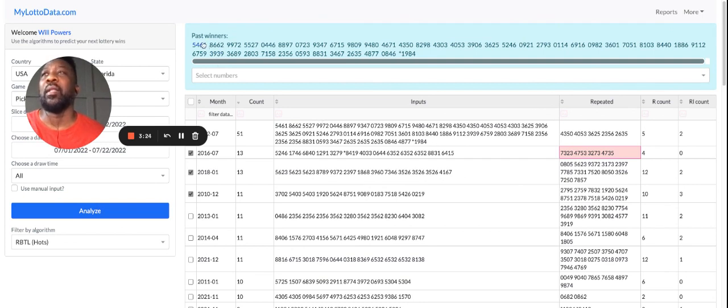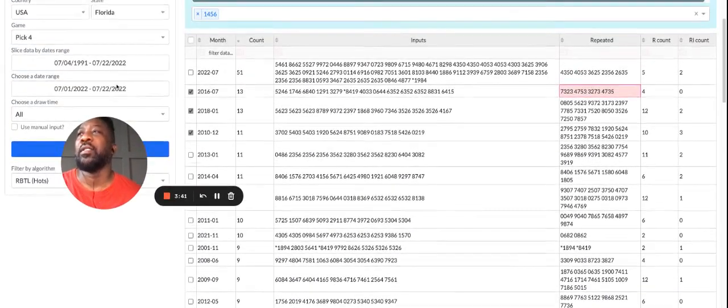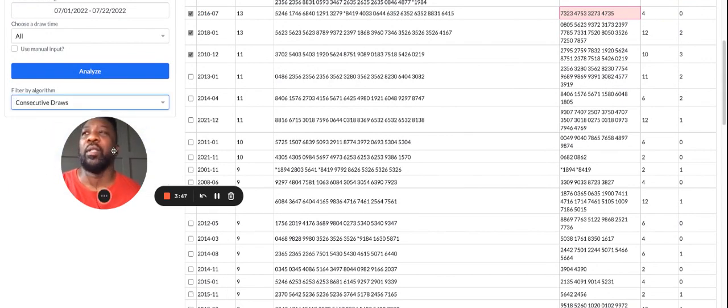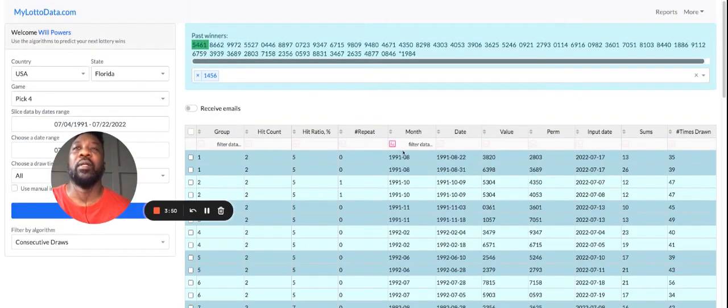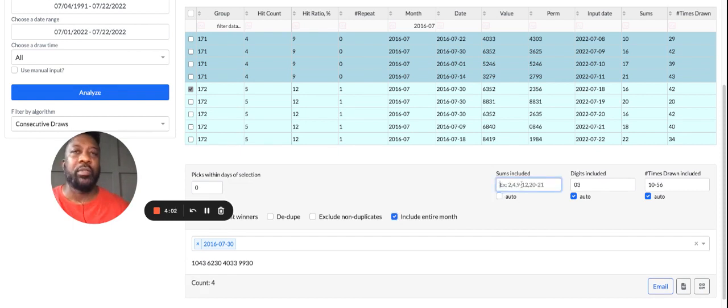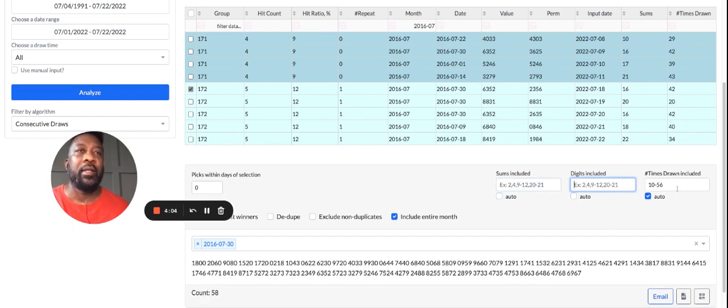So at the beginning of the month, I'm going to show you something. At the beginning of the month, 5461 came out, right? And if I look a little closer, I'm going to go to consecutive draws, because consecutive draws is really RBTL with a little bit of weightlifting, being in the weight room. So I'm going to put in 2016-07, that joint right there. And I noticed something, right? If I include the entire month, I got some auto stuff in here, yada, yada.